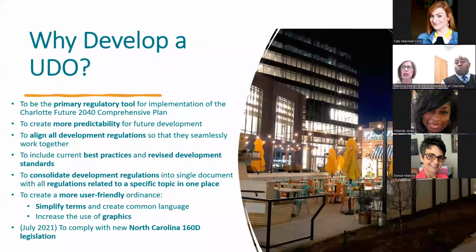So why develop a UDO? The UDO was developed to be the primary regulatory tool for implementation of the Charlotte Future 2040 Comprehensive Plan. The UDO was created to create more predictability for future development, to align all development regulations so that they seamlessly work together, to include current best practices and revised development standards, to consolidate development regulations into a single document with all regulations related to a specific topic in one place, and to create a more user-friendly ordinance. We hope we have simplified terms and created a common language and increased the use of graphics, and to comply with the North Carolina 160D legislation, which was passed in July of 2021.